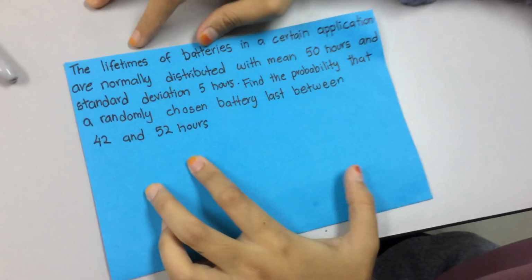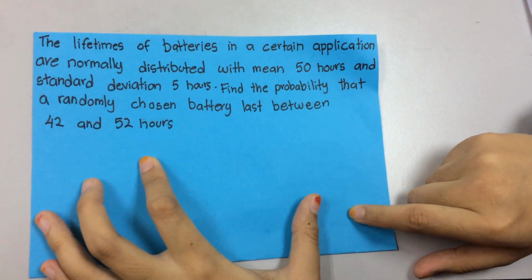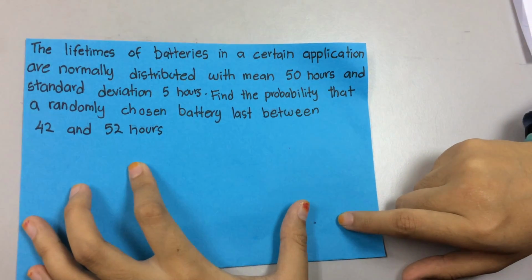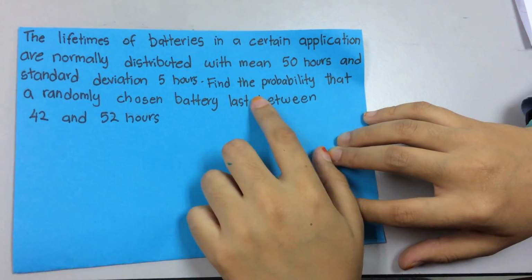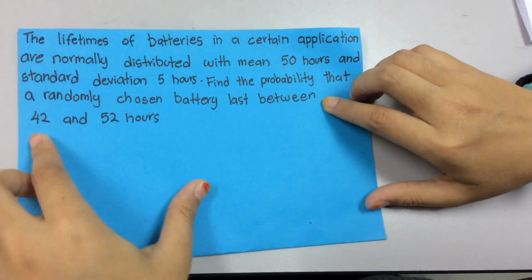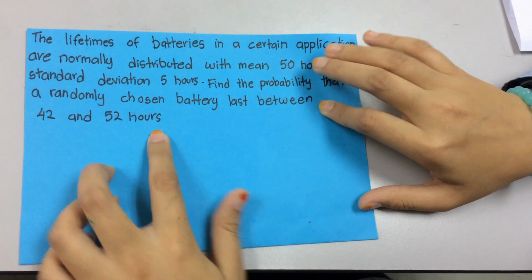Okay, let's go through the second question. It's about batteries. The question is about the lifetime of batteries in a certain application, which are normally distributed with a mean of 50 hours and a standard deviation of 5 hours. We need to find the probability that a randomly chosen battery lasts between 42 and 52 hours.